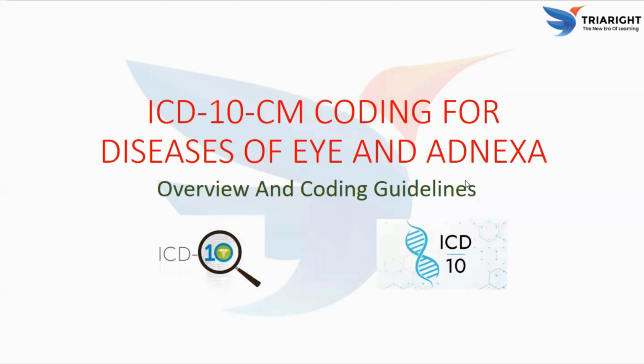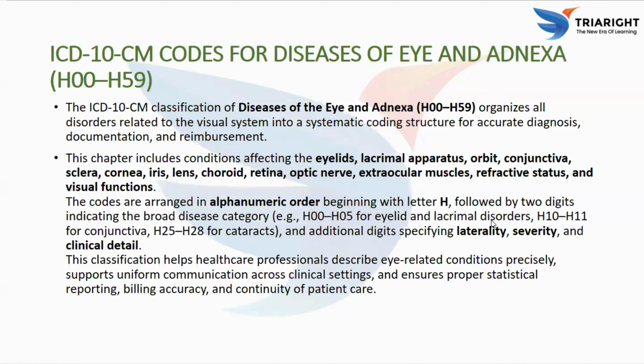So today in this session, you are going to learn about the ICD-10-CM coding classification for the diseases of the eye and adnexa. So how have the ICD-10-CM codes been classified for the diseases of the eye? This chapter organizes all the disorders related to the eye in a systematic way so that the diagnosis is coded correctly. So insurance companies can reimburse correctly, statistics about eye diseases can be collected, and clinical communication remains clear. So how are the codes arranged? In chapter 7, under the H00 to H59 series.